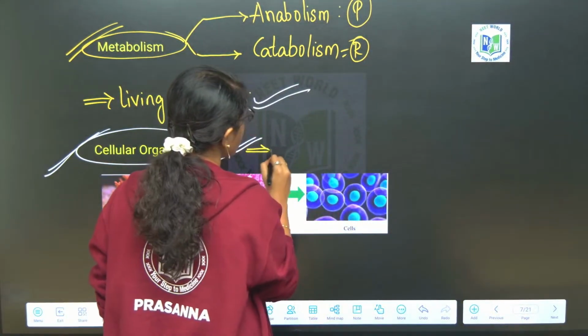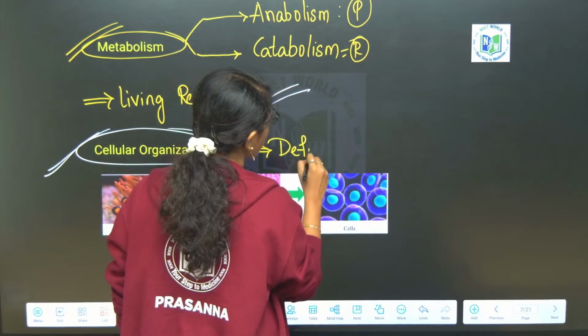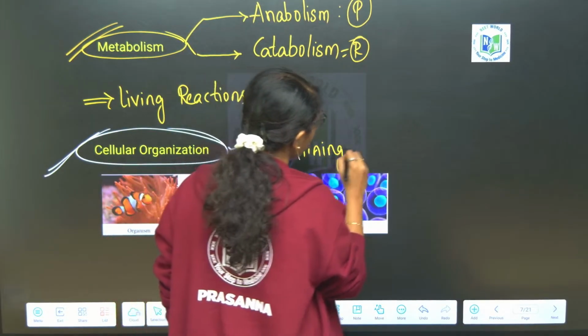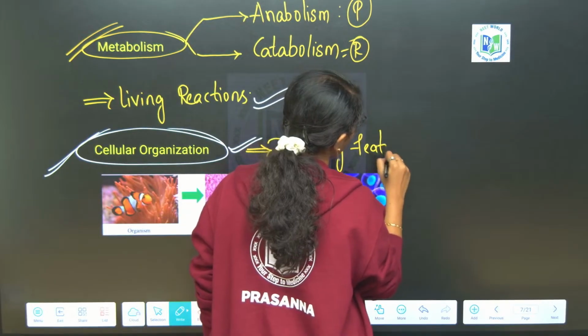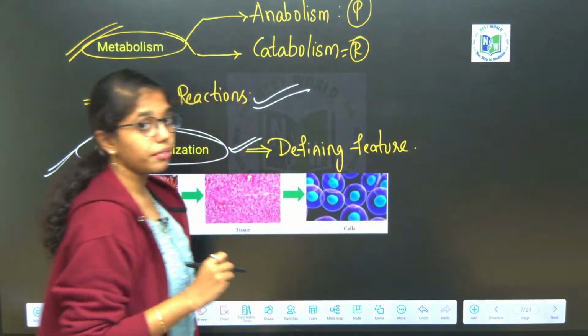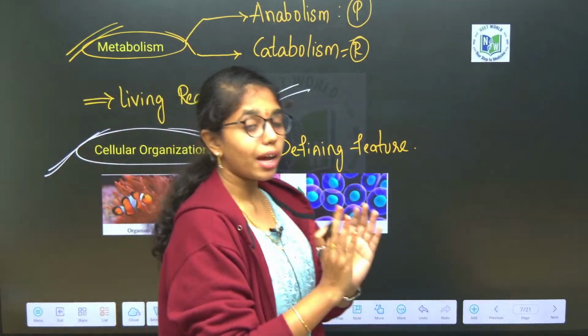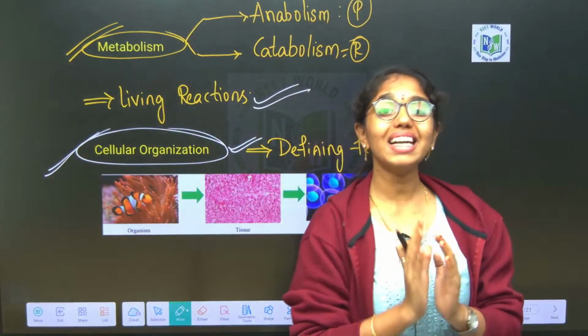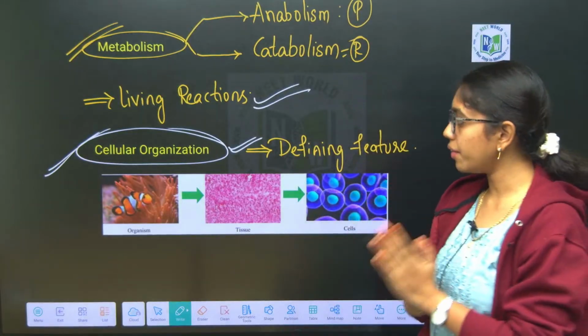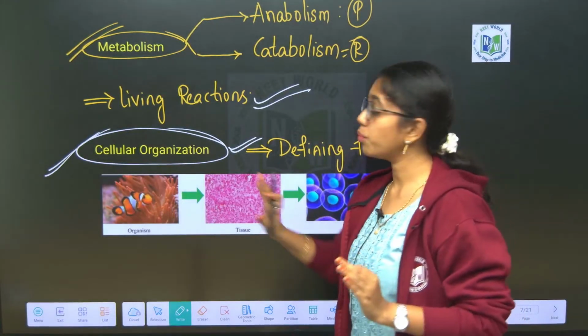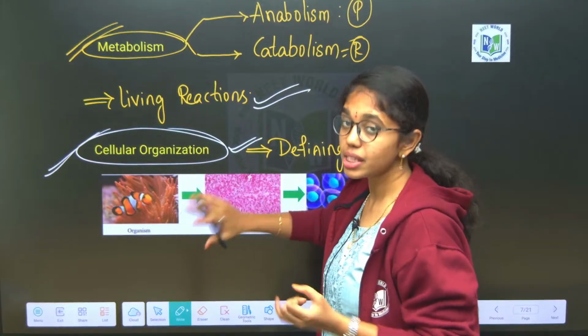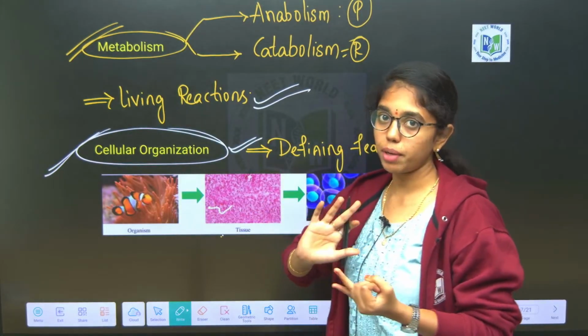Cellular organization is the defining feature of the living. Why is it a defining feature? Because all cells and tissues are formed by a group of underlying chemical reactions. We can expect what type of question from here? An assertion-reason based or statement based question.